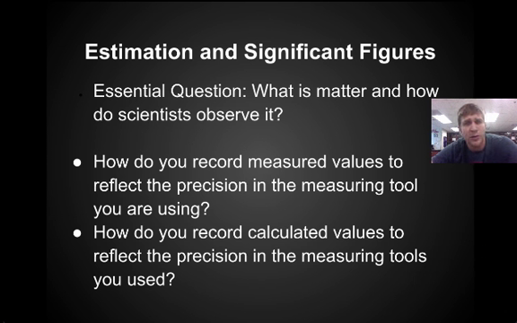So to recap, in recording measured values so that they reflect the precision of the tool that we're using, we always make sure that our last digit that we record is an estimate. When we're doing calculations, we also have to reflect the precision of the tools that we're using. To do this, we need to determine whether we're doing addition and subtraction, or multiplication and division. If we're doing addition and subtraction, we're counting the number of digits after the decimal place, and we're using the least amount of digits after the decimal place as the measured values. In multiplication and division, we have to determine the number of significant figures. We're using the least amount of significant figures as the measured values in our final answer.